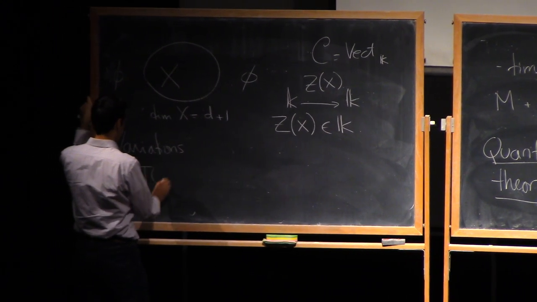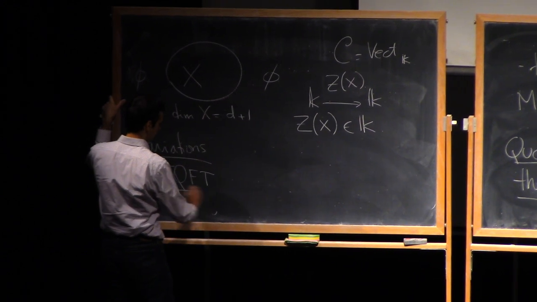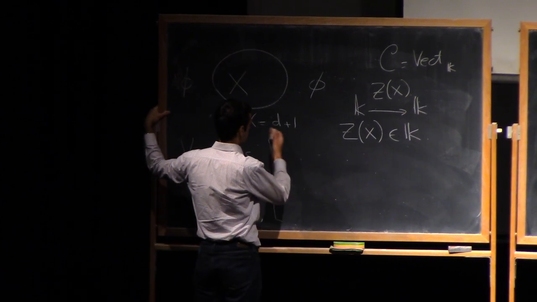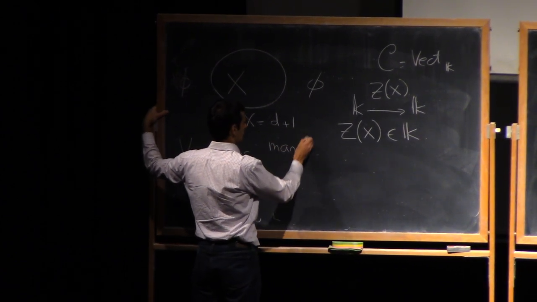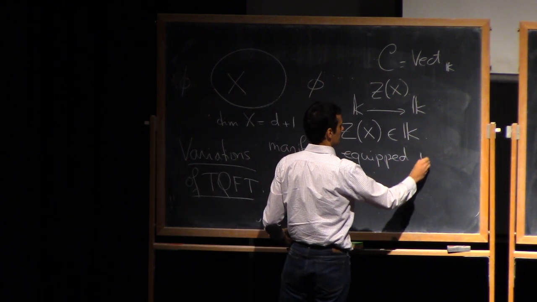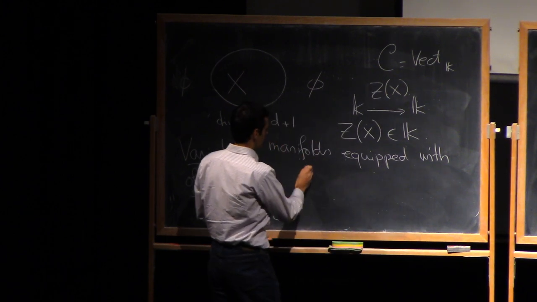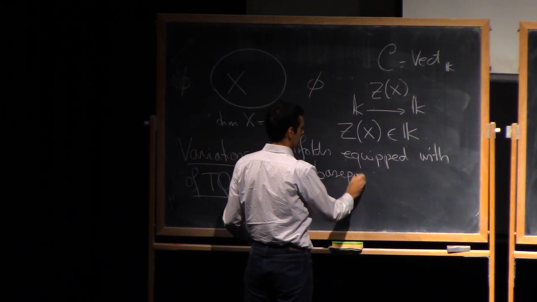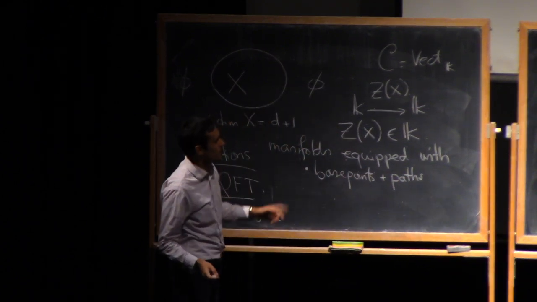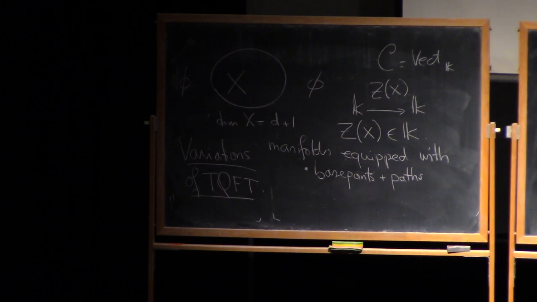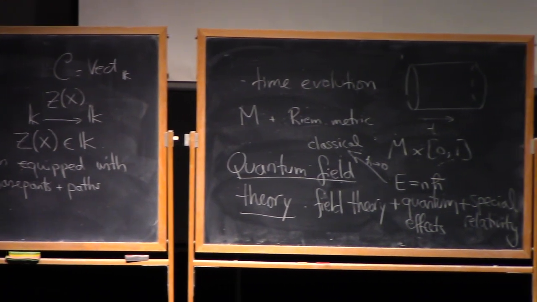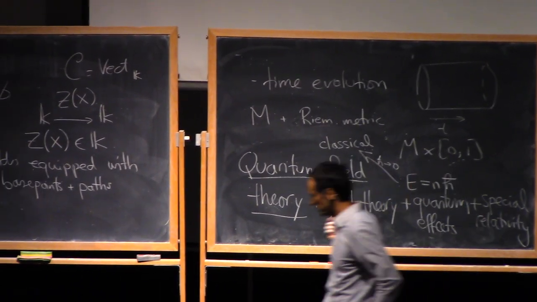And yes, what else? This is the cleanest definition, but in practice you have some variations of the notion of TQFT. So you have to be flexible with respect to the definition. For example, you can talk about manifolds equipped with various things like base points and paths. So this is kind of what happens in Heegaard Floer homology. You have to give a base point here and then maybe a path, and that's when you can associate a map.